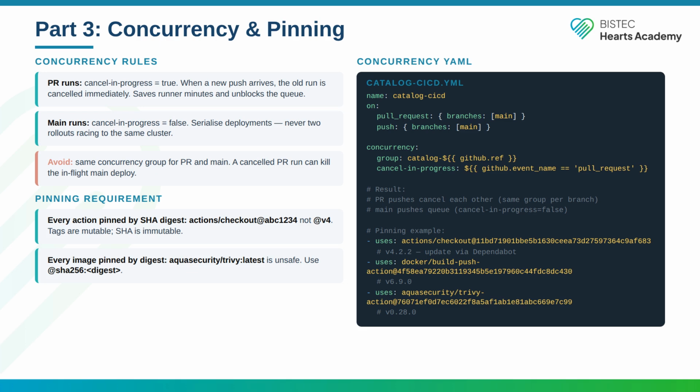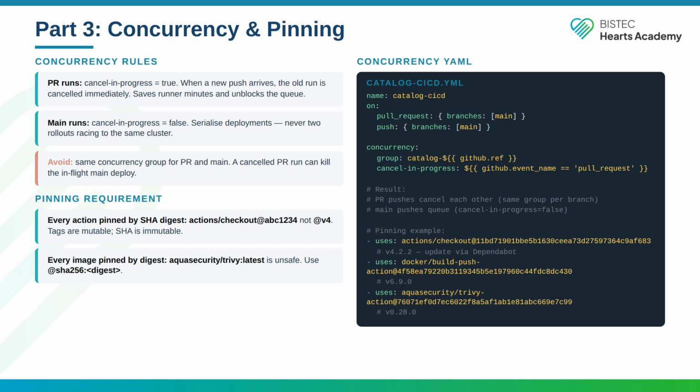For main branch workflows, the opposite is required. cancel-in-progress: false with a shared concurrency group serializes deployments. If two merges happen in quick succession, the second deployment waits for the first to complete before starting. You never skip a deploy, and you never have two rollouts competing for the same cluster namespace.